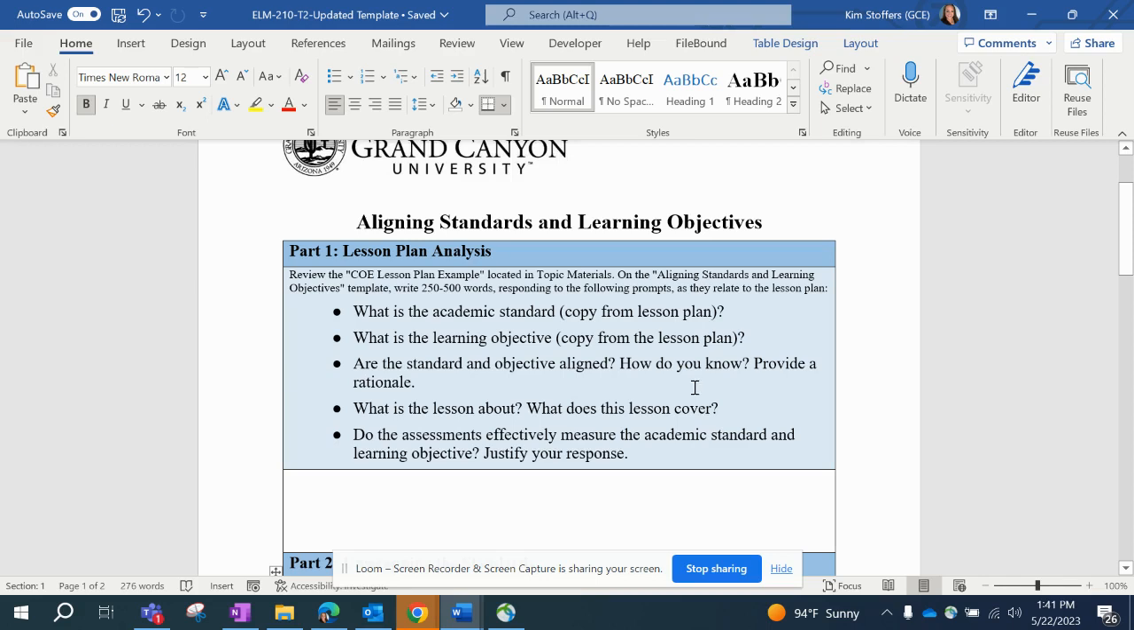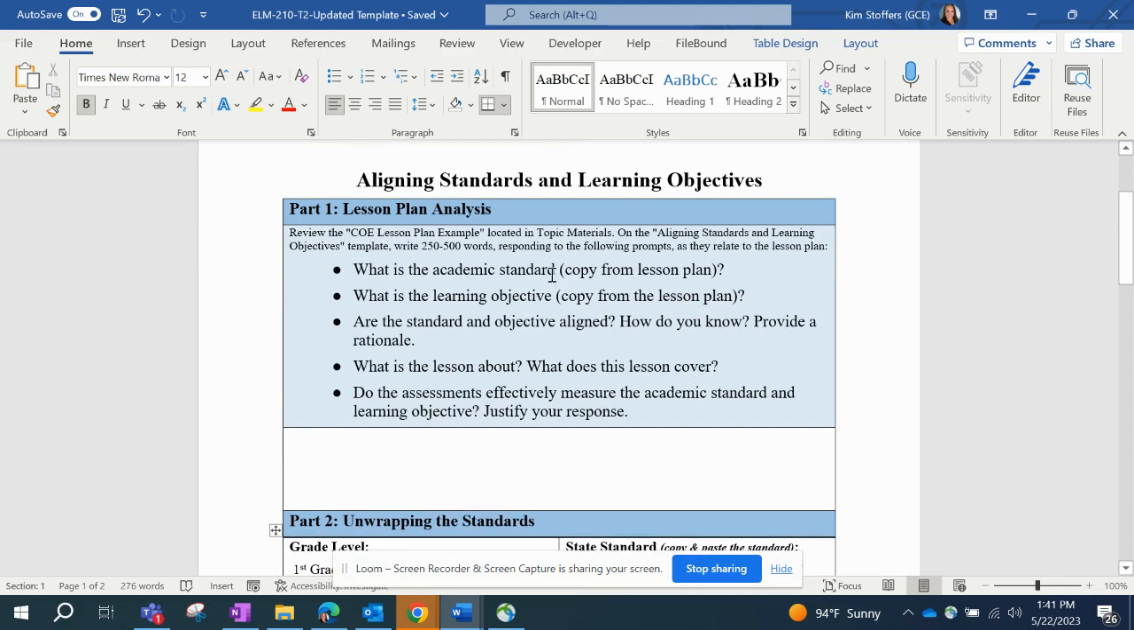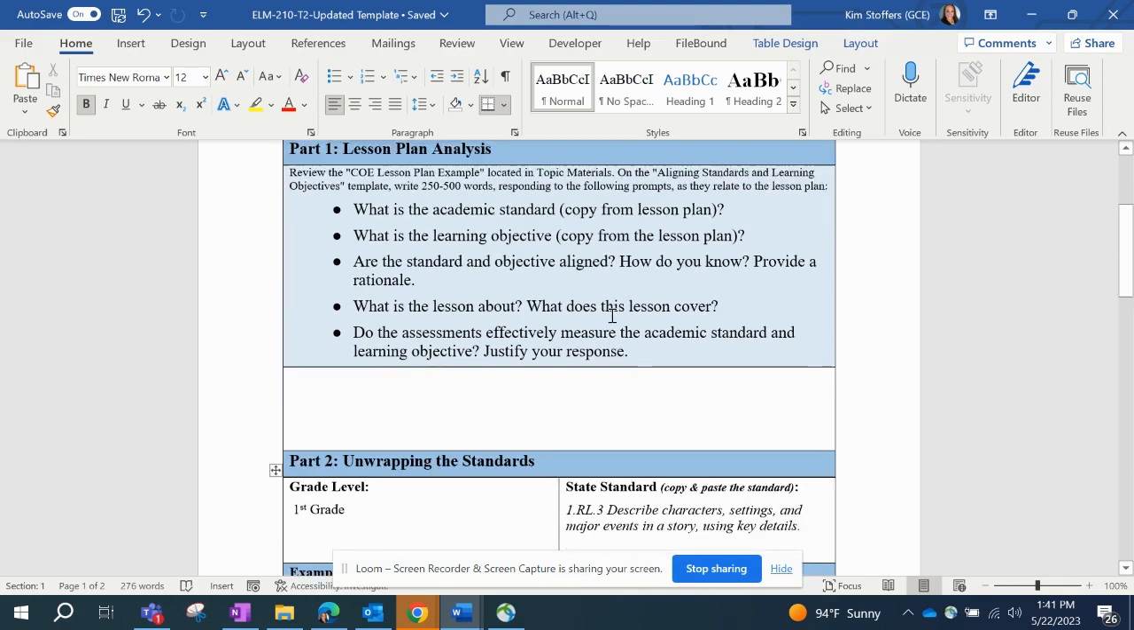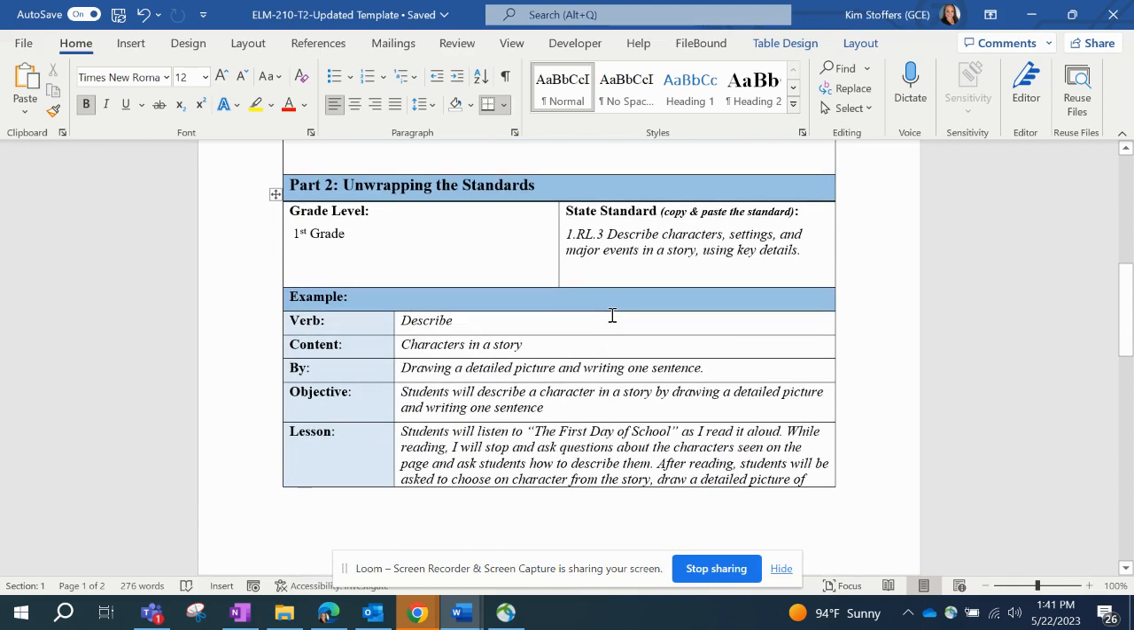The lesson plan you're going to use is the second topic material located in topic 2. You're going to copy the academic standard, you're going to copy the learning objective, and then you're going to show or tell me if there's alignment and how you would know. The next piece I'm going to show you an example is you're going to pick 2 different standards and you're going to create an objective. There is a lot of information later in this presentation to talk about how to write objectives.